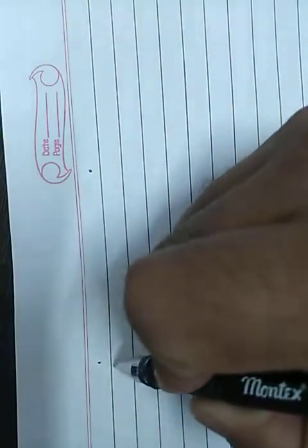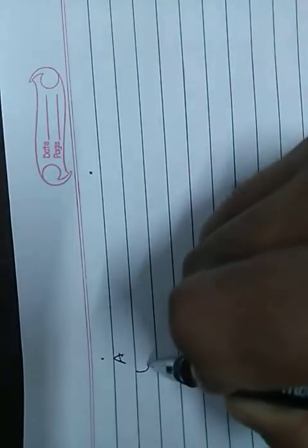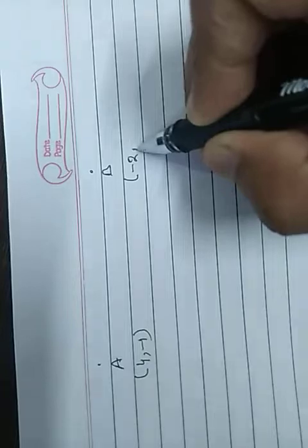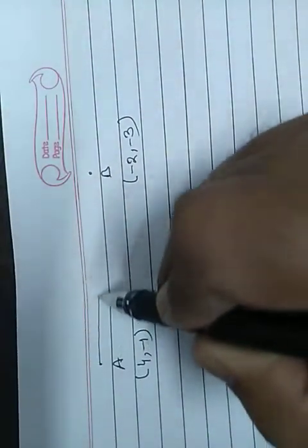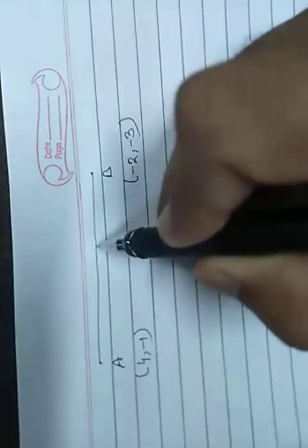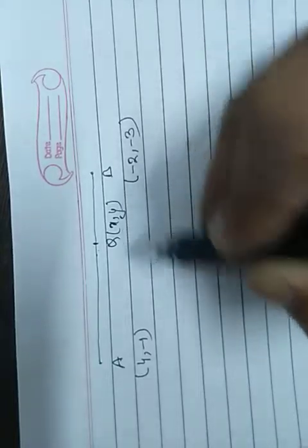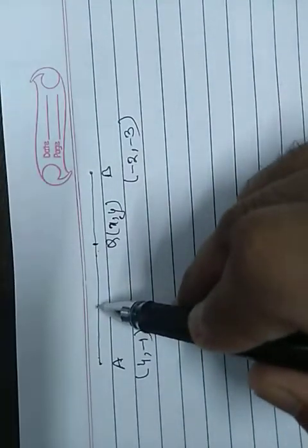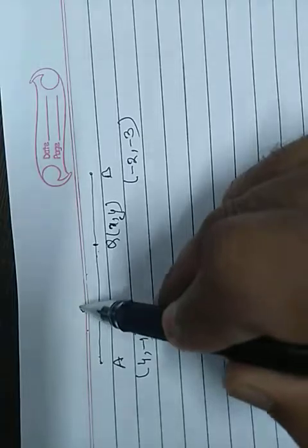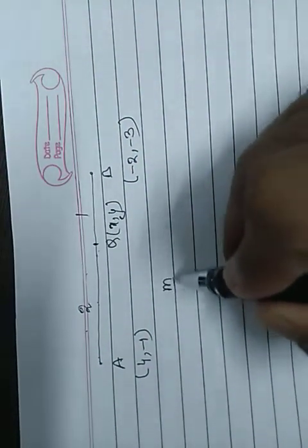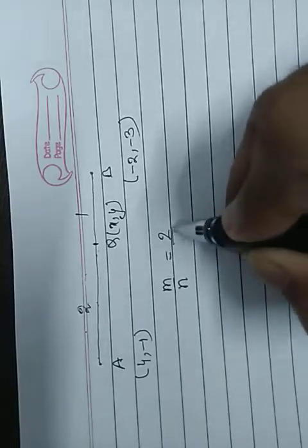For Q, let this is point A with coordinate 4 comma minus 1 and B is equal to minus 2 comma minus 3. And here this is point Q, and let the coordinate of Q be x and y. Here it was AP plus PQ. So 1 and 1, 2, and this was 1. So the ratio this time is m upon n is 2 upon 1.